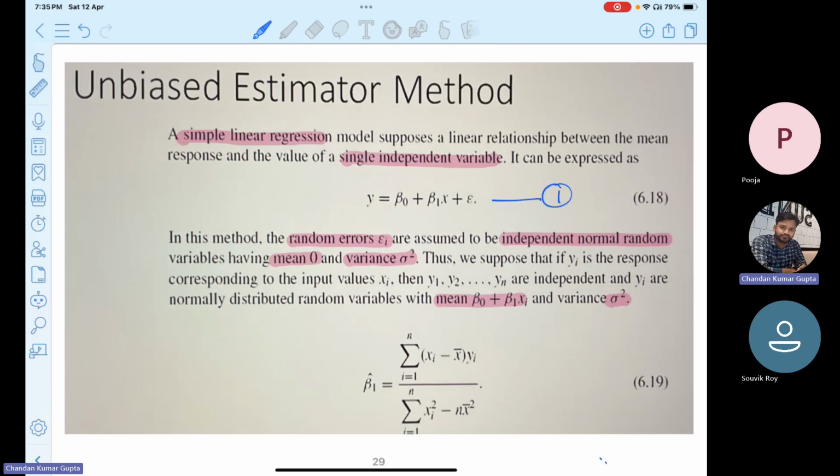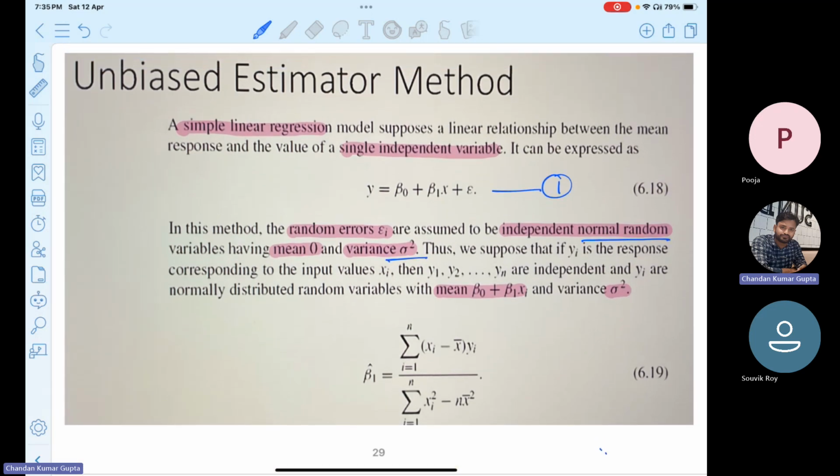Again, there are some assumptions, obviously: the random errors are assumed to be independent normal random variables having mean zero and variance sigma square. Then after solving with the help of those methods, the unbiased estimator of beta 1 is like this, 6.19. It is summation of (xi minus x bar) into yi, divided by summation of xi square minus n into x bar square. Now, is it unbiased or not?